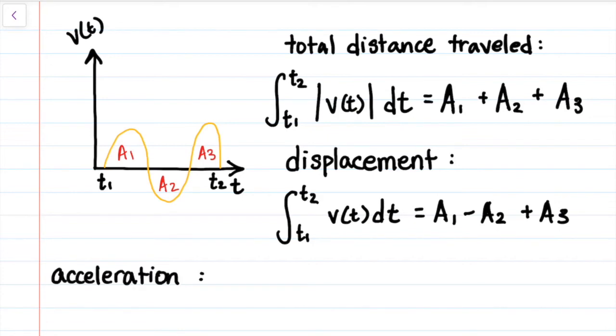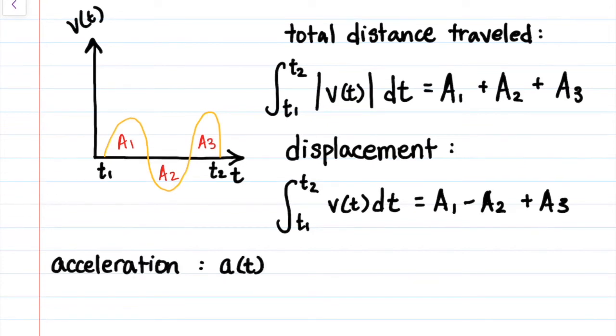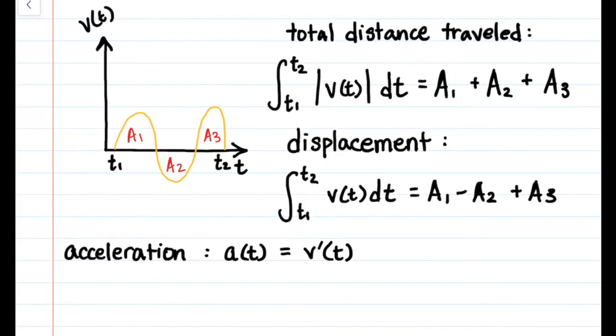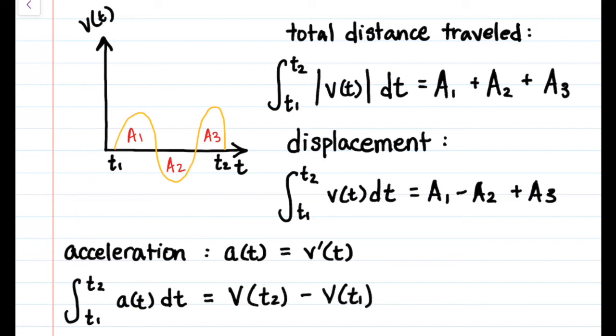If acceleration is represented by a(t), how would we find it in terms of velocity using integration? We know that we get acceleration by taking the derivative of the velocity. In order to undo the differentiation process, we integrate the acceleration as follows. In the next video, I'm going to illustrate these concepts using an example.